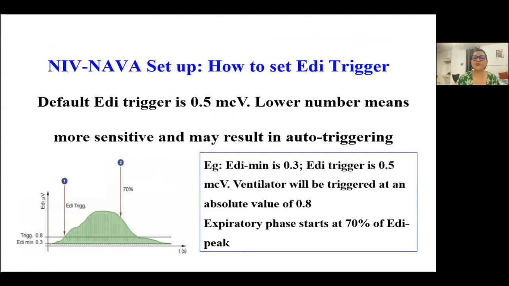So how to set an EDI trigger? As we already said, we are setting a default trigger of 0.5. If we keep it lower than this, it will result in auto triggering. The problems we were facing in the conventional mode of ventilation, here also you may start having auto triggering. So don't go below 0.5. When you keep 0.5, it means the trigger will happen after the diaphragm activity reaches more than 0.8, because this EDI minimum is 0.3. And the expiration starts once the EDI is 70% of the EDI peak.